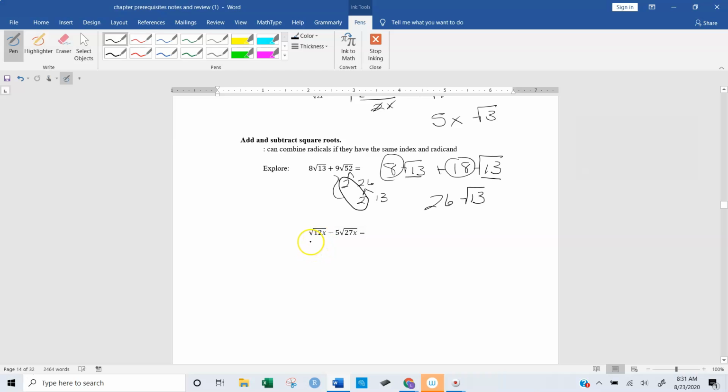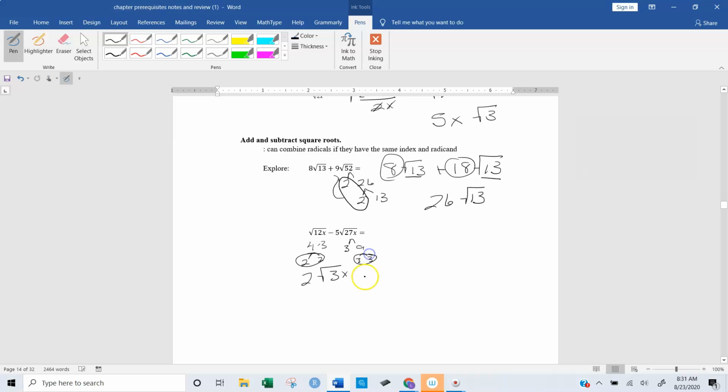So 12 we know is 4 times 3. Square root of 4 is 2, so we got 2 square roots of 3x. If you did that as 2 and 6, you would have got 2, 2, and 3 still, and you still would have found the 2s. 27, I know is 3 and 9. Well, I know 9 is 3, but just in case you did something different.